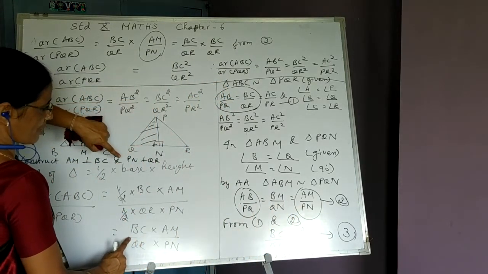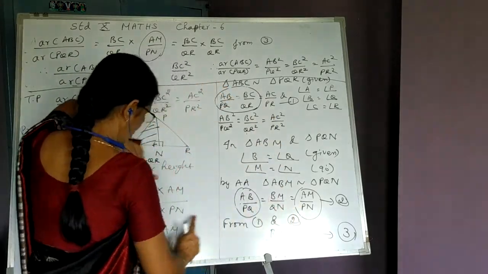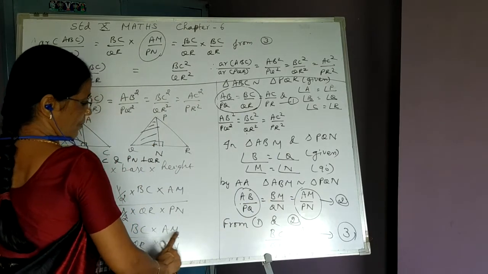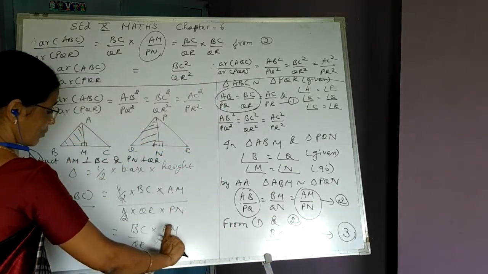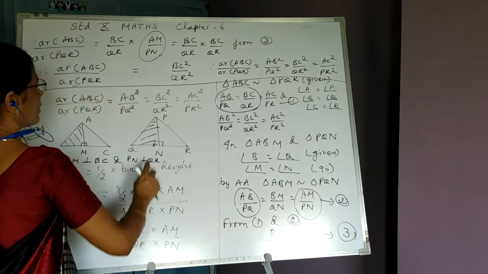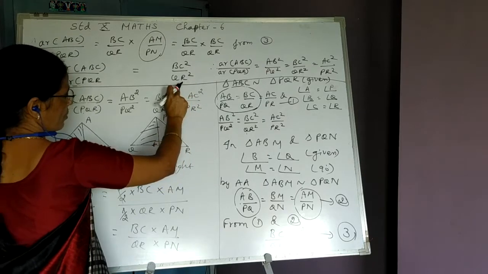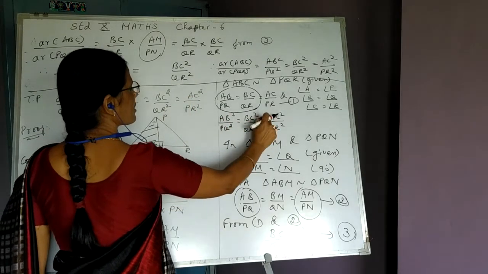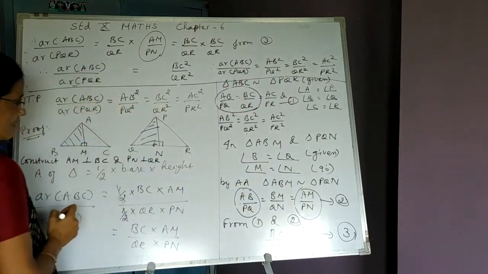This should be in our mind. We cannot take any ratio. These two are the required ones. So, to substitute here, we want the relation between BC upon QR and AM upon PN. That we got equal. So, in the place of AM upon PN, what we have substituted is BC upon QR. So, we are getting it is equal to BC square upon QR square. But we know this is equal to AB square upon PQ square, also AC square upon PR square. Therefore, we got the required result.